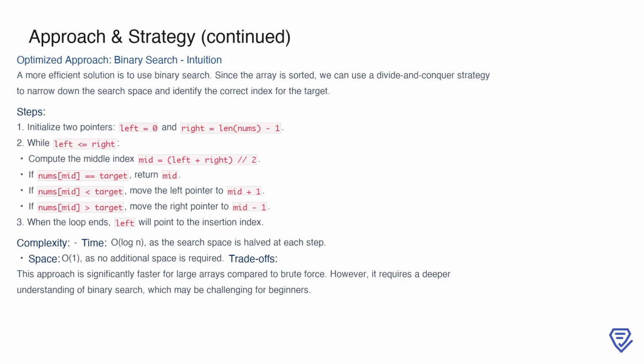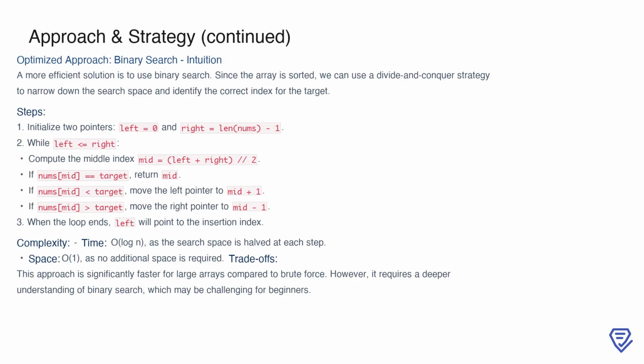To implement binary search, we start by initializing two pointers, one at the beginning and the other at the end of the array. We then repeatedly calculate the middle index and compare its value with the target. If the middle value matches the target, we return its index.